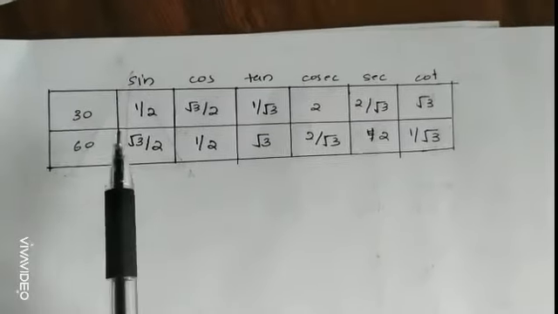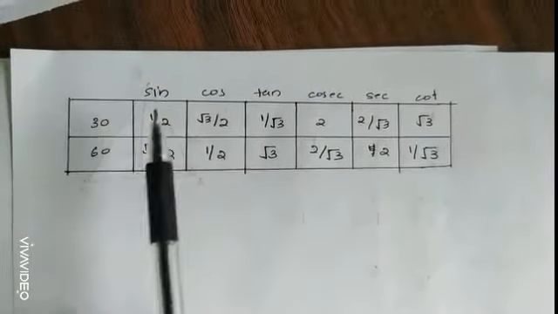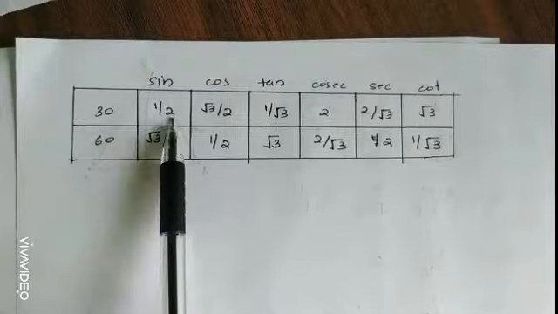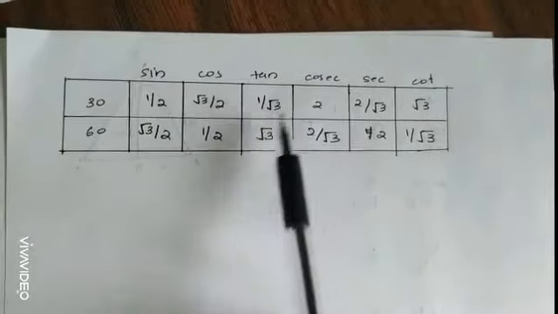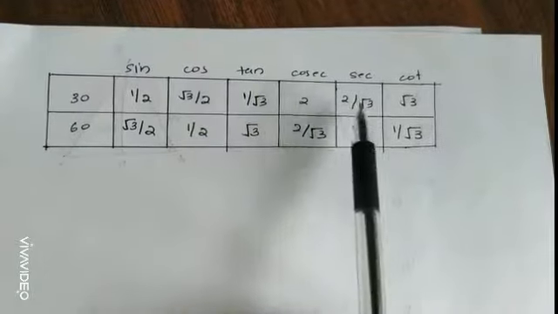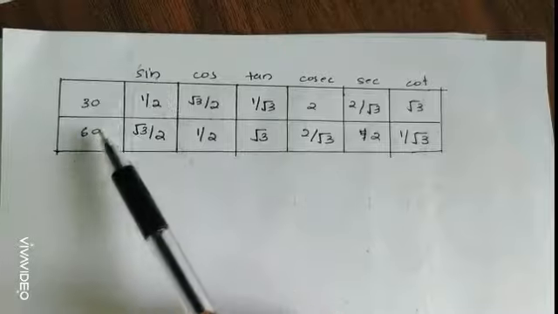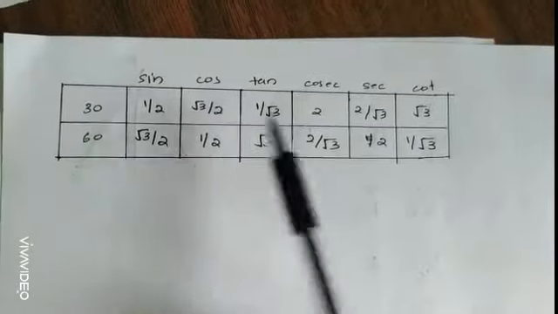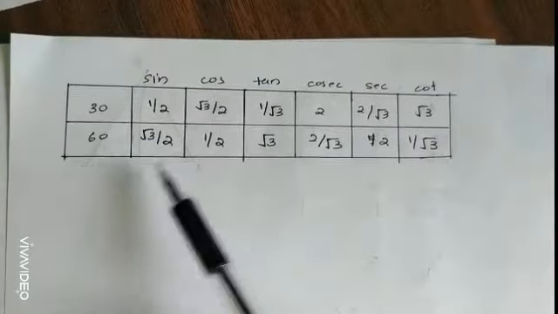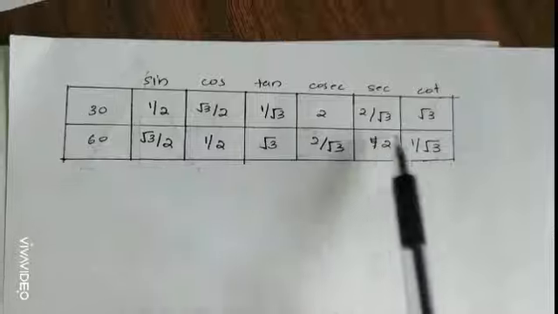This is a table showing the trigonometric ratios of 30 degree and 60 degree. Sine 30 is 1 by 2, cos 30 root 3 by 2, tan 30 1 by root 3, cosec 30 is 2, sec 30 2 by root 3, cot 30 root 3. Now sine 60 root 3 by 2, cos 60 1 by 2, tan 60 root 3, cosec 60 2 by root 3, sec 60 2 and cot 60 1 by root 3.